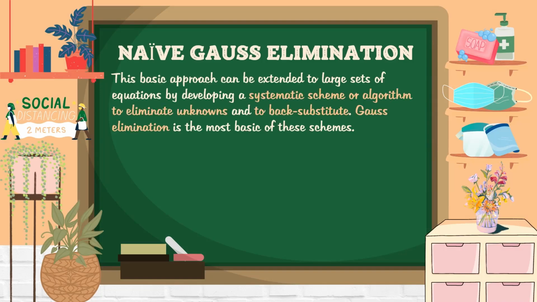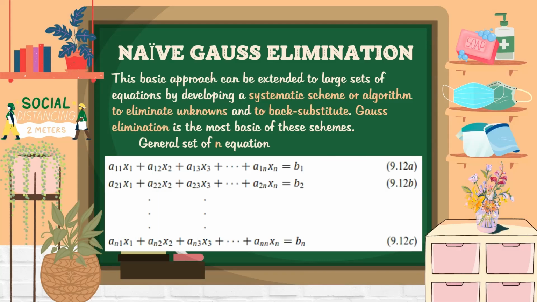This basic approach can be extended to large sets of equations by developing systematic schemes or algorithms to eliminate unknowns and to back substitute. Gauss elimination is the most basic of these schemes. So, the general set of n equations will be represented in this particular set. This is just the same as our introduction about linear systems. So this is the conventional form of the equations.